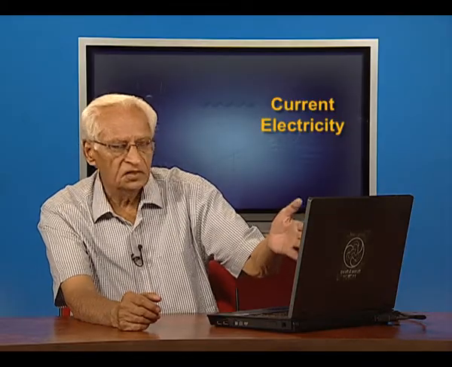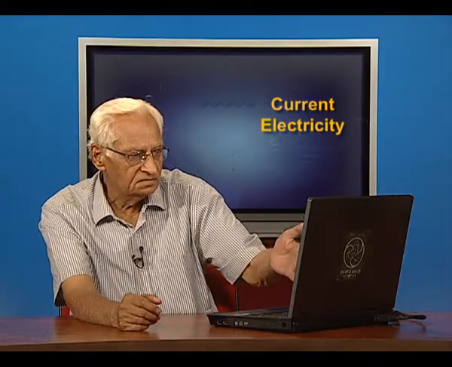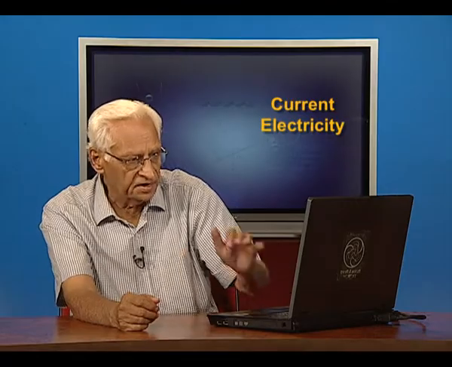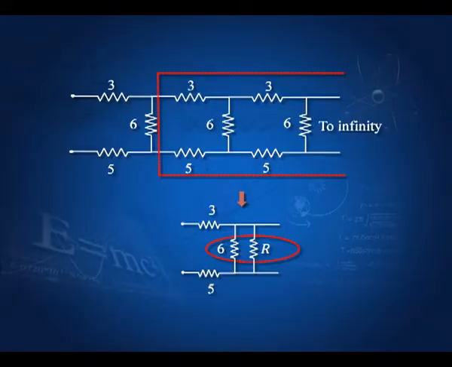Like we did for the capacitors, let us also do it for the resistances. We have an infinite network, and since the network is infinite, I can take this element out, and the rest will still remain infinite. Suppose the equivalent resistance of the rest is just R. Then if I redraw the circuit, this is R, this is in parallel with 6, and then 3 and 5 are here.